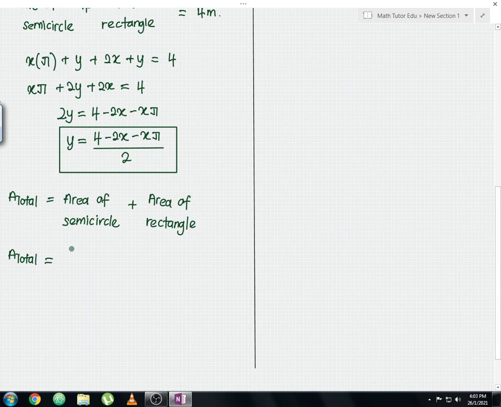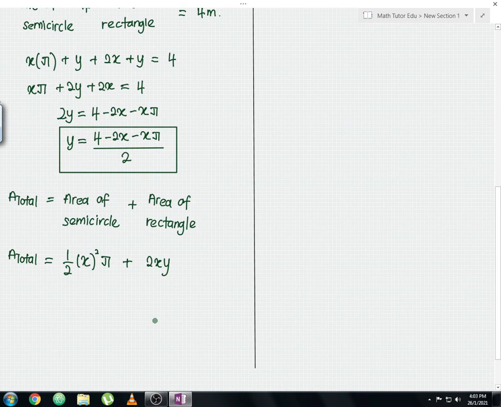To find the area of the semicircle, we're going to use the formula half r squared theta. So from here, 1 over 2 times the radius squared. In this case the radius is x, so 1 over 2 times x squared, and then times theta. Since it's a semicircle, your theta will be pi. And then plus the area of the rectangle. The area of the rectangle will be length times width, so it will be 2x times y, so it will be 2xy.